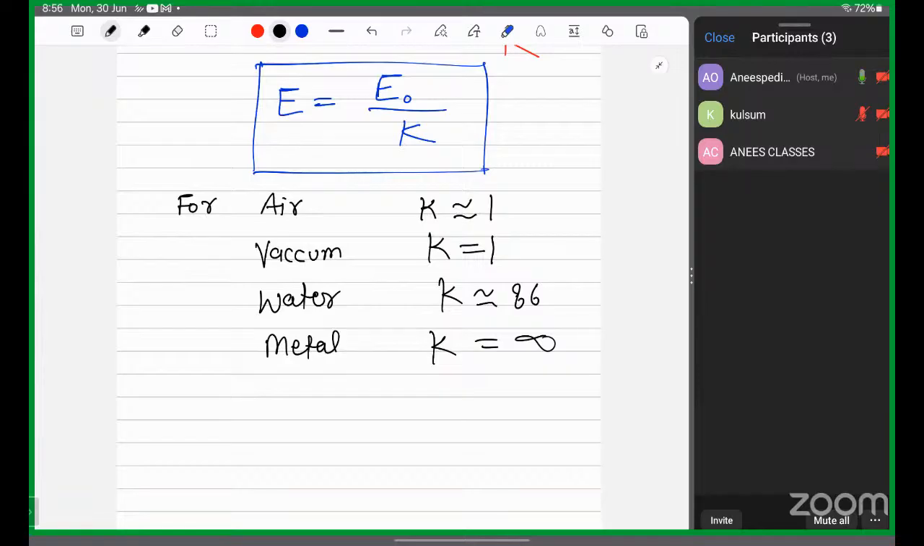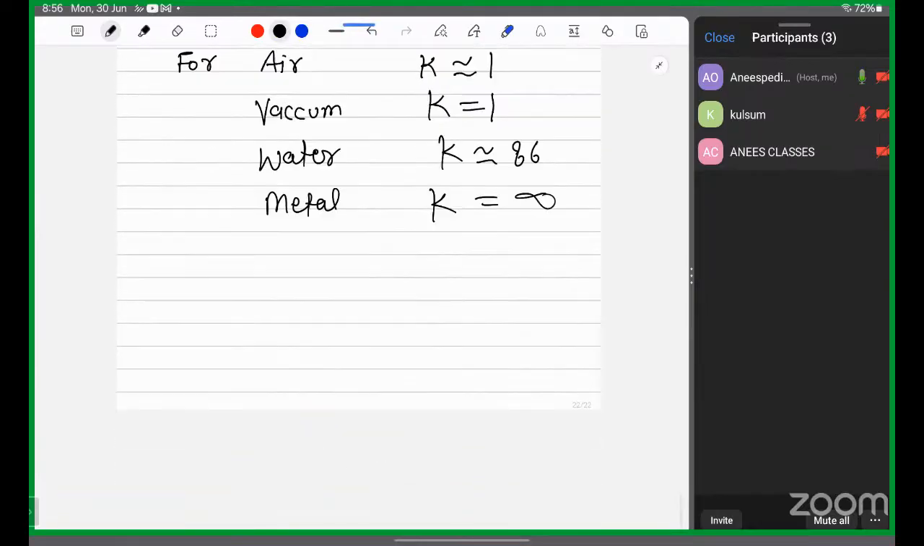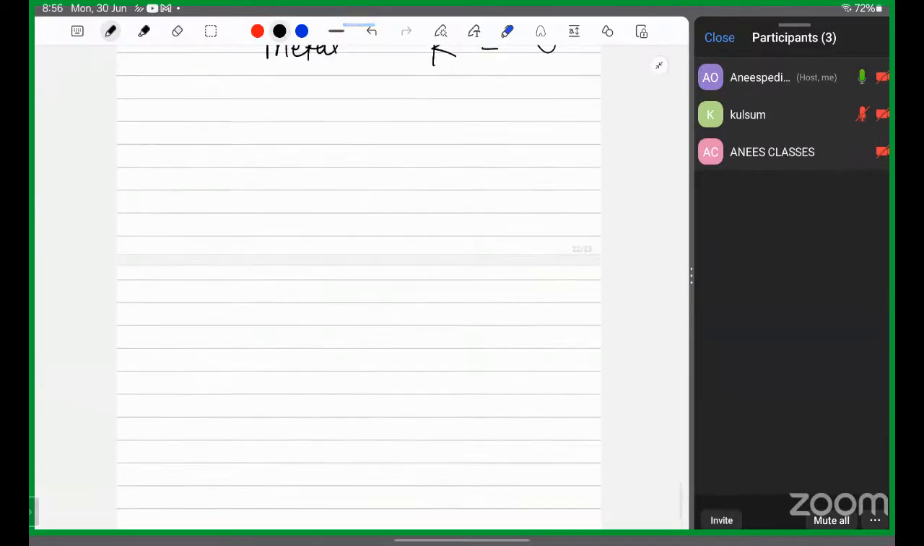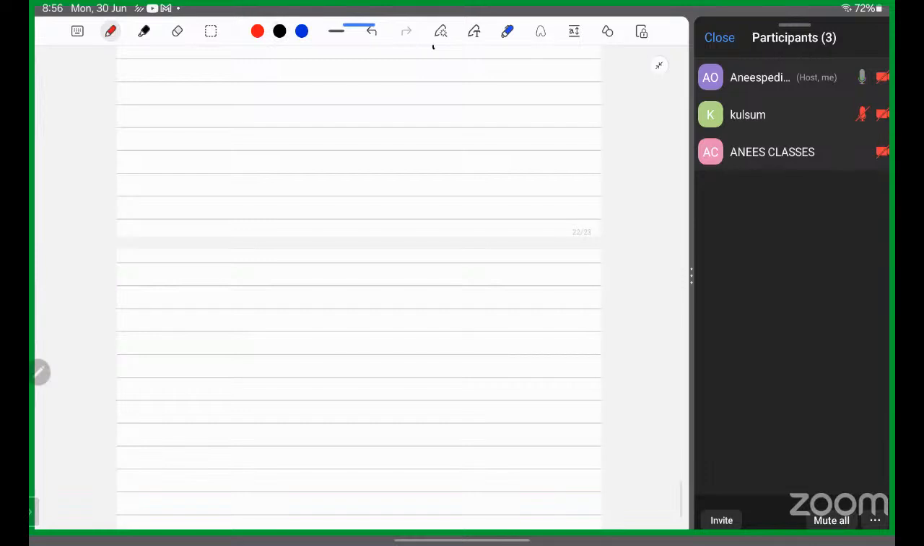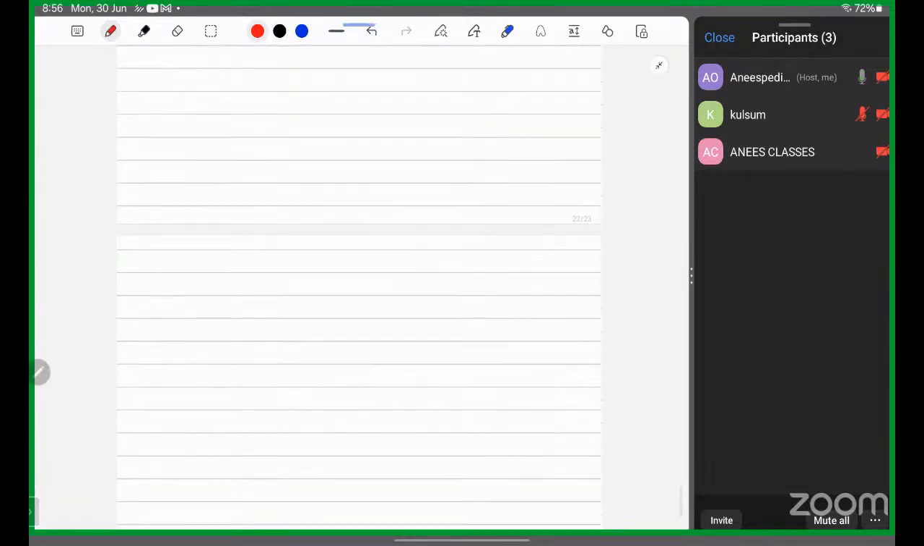Done? Okay. Last point in electric field, that is, if we have an electric field in this direction, let's say this is electric field E, and we place a positive charge in this electric field E, what will be the direction of force on the positive charge?